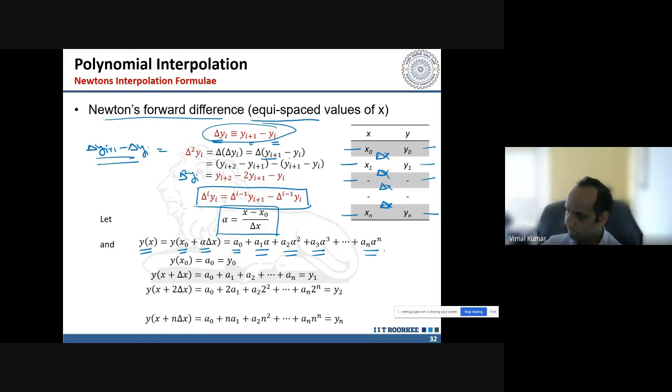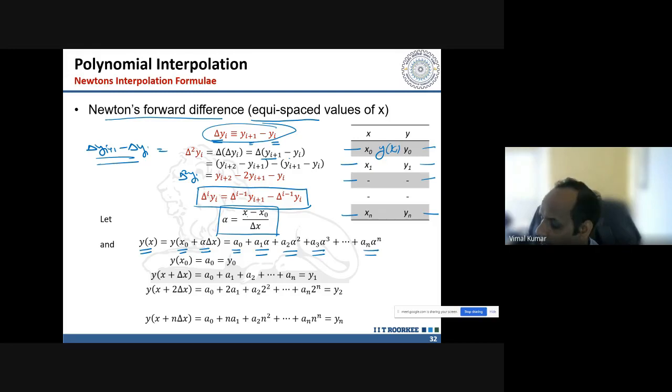Now in this complete expression, if I put x equal to x0, because alpha is defined as x minus x0 by delta x, alpha becomes 0, and I simply obtain a0. That means y of x0 becomes y0, which is y at x0. So a0 equals y0.